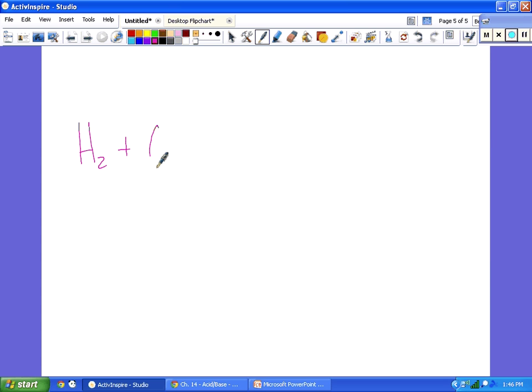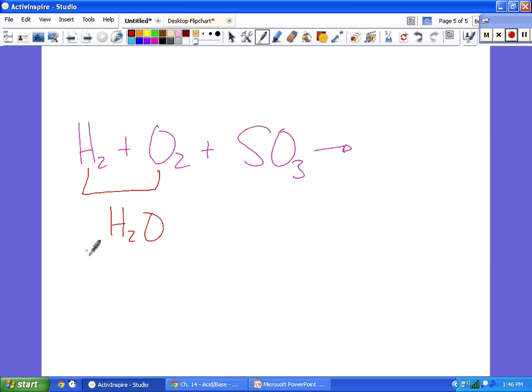H2 plus O2 plus SO3. All right, so let's play with it for just a second. What do you think H2 and O2 could come together to make? So this and this, I'm thinking it can make water. That make sense? Well, you're wrong. Okay. So this and this can make water.